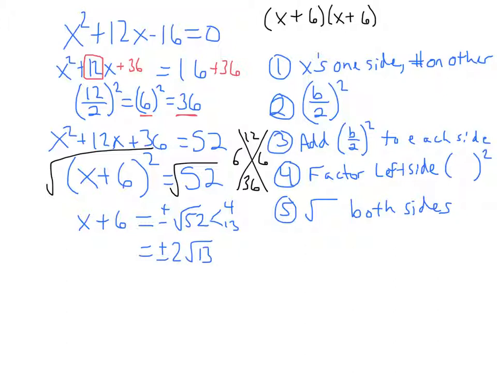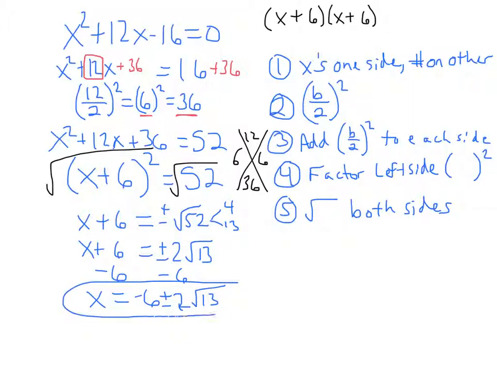So you got to remember to simplify that square root of 52 or whatever square root you might have. And we still have x plus 6 on this side. Last thing I need to do is subtract 6 from both sides. And I'm left with x equals negative 6 plus or minus 2 square root 13. So there's my exact answer.